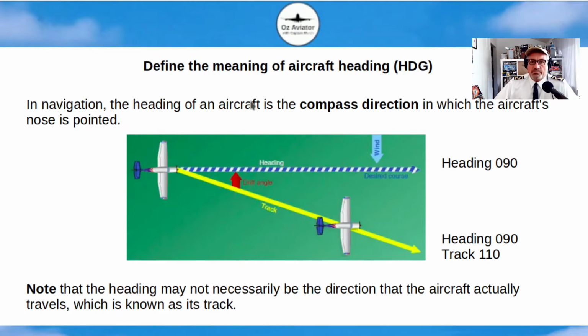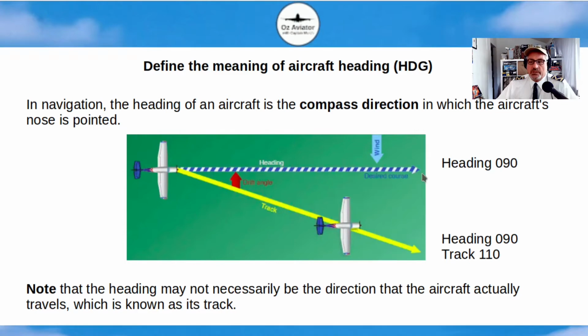Define the meaning of aircraft heading. In navigation, the heading of an aircraft is the compass direction in which the aircraft's nose is pointed. It doesn't necessarily mean that that's the direction the aircraft is heading in over the ground, but it's the direction the aircraft is pointing in.